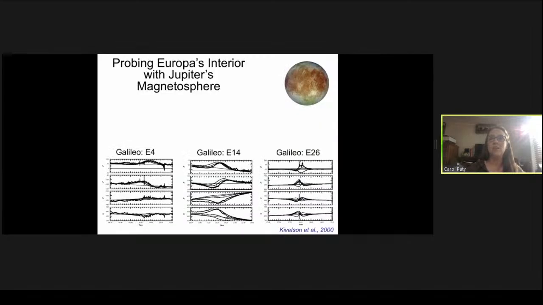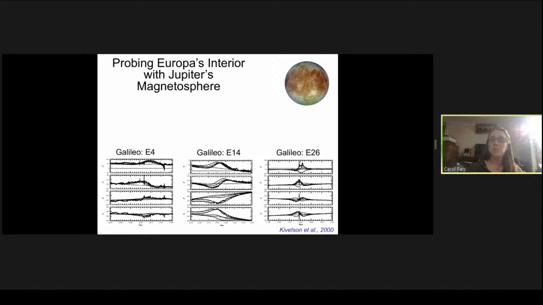Okay, so here we go. What is going on in this figure? We're probing Jupiter's interior, or probing Europa's interior, excuse me, with Jupiter's magnetosphere. And these are a set of observations in the magnetic field taken by the Galileo spacecraft at various flybys of Europa.